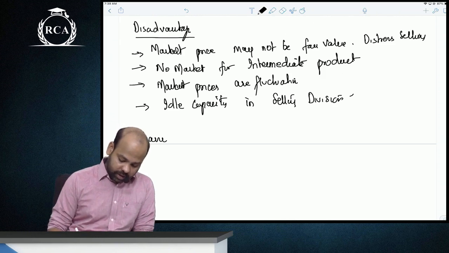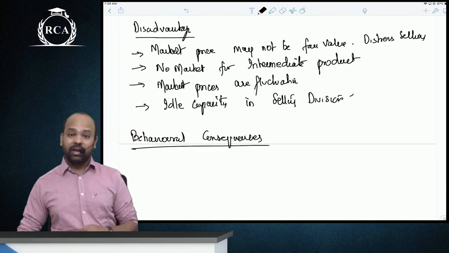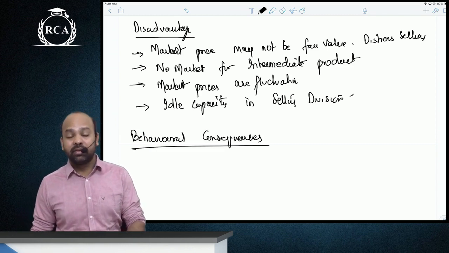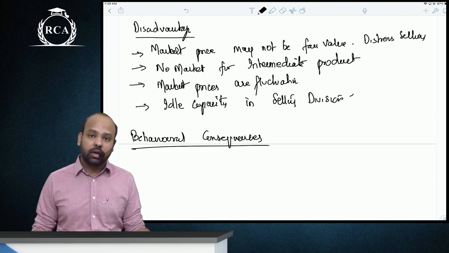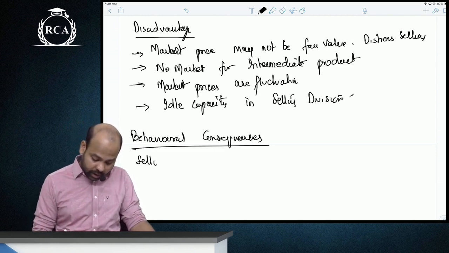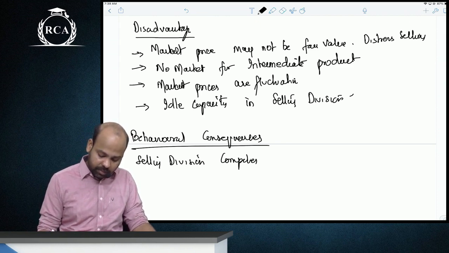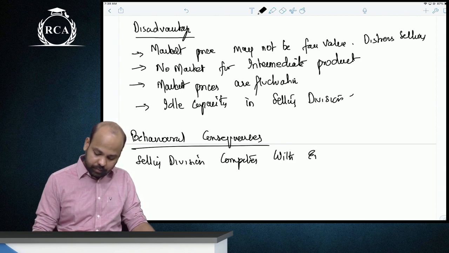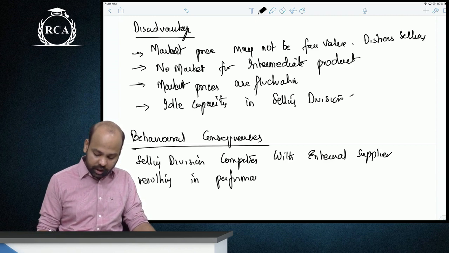Behavioral consequences: what would be the impact of this? Please do not forget, the selling division is competing with the outside suppliers, so this will obviously result in better cost improvement. The selling division competes with our external supplier, resulting in performance improvement. This is very good from the viewpoint of the entire organization.